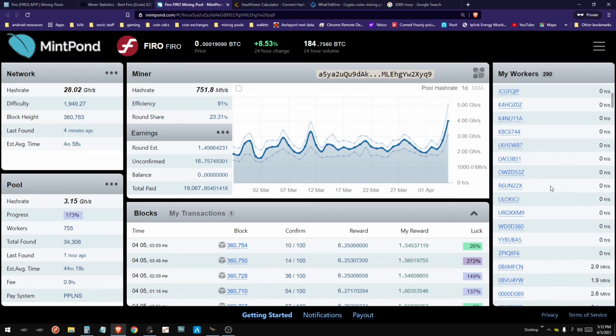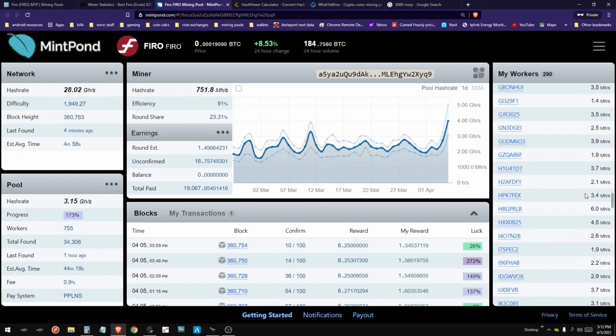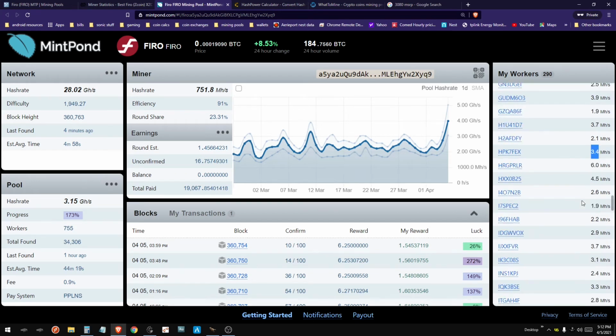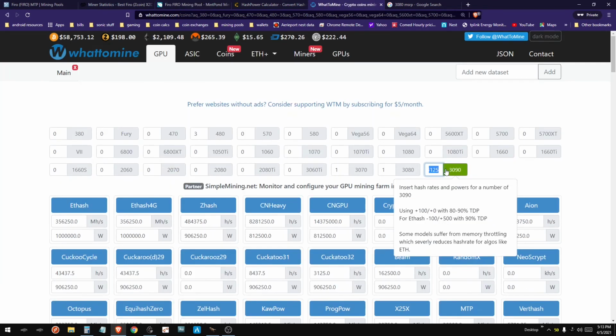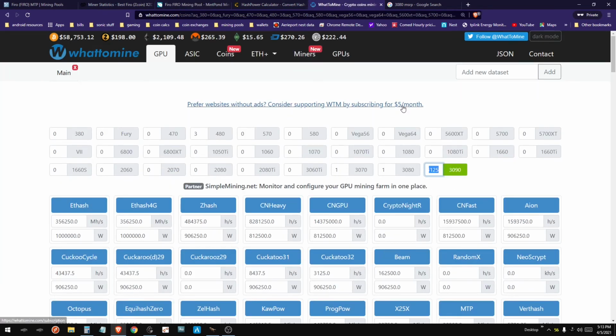Here's another guy. Here's all his miners. A bunch of smaller ones. Individuals at 3.5, like, those are single GPUs. So it's either 3,000 new GPUs came online, or it's an ASIC, not quite sure.